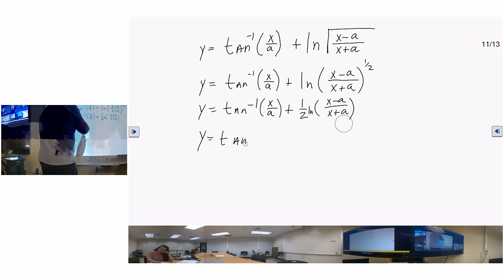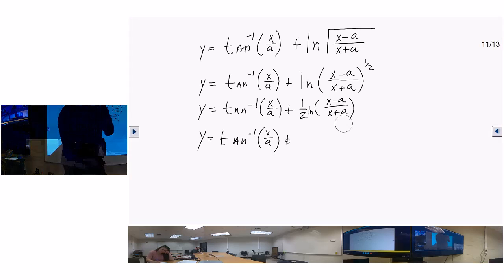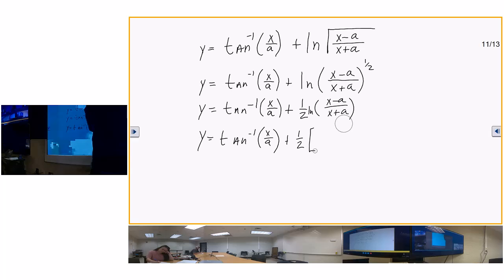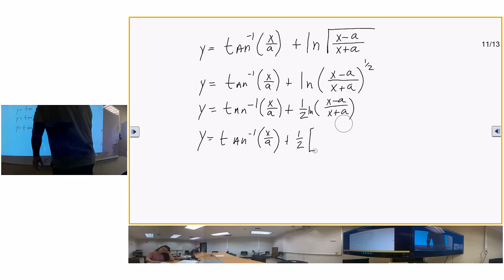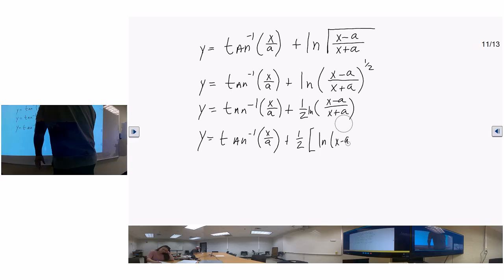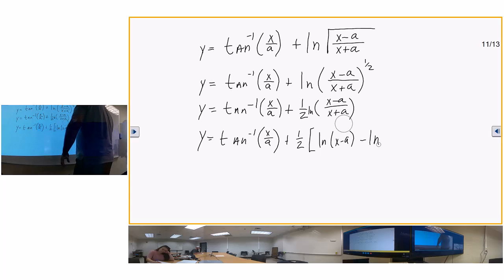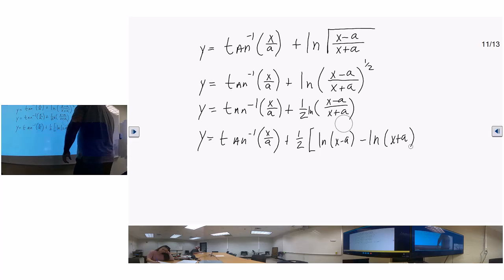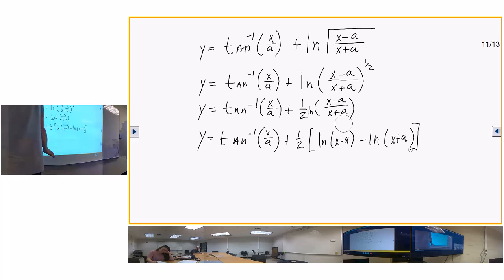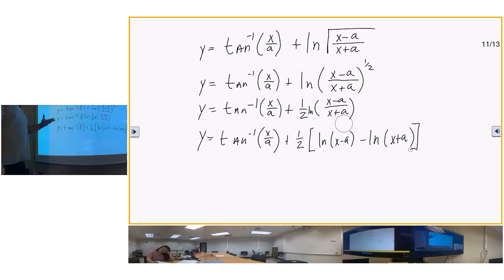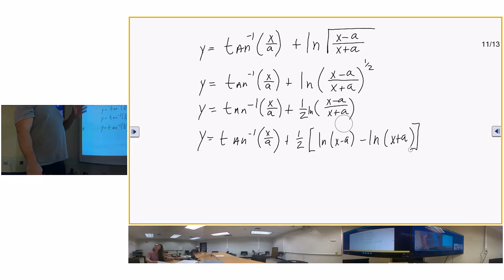Tangent inverse of x over a plus 1/2. And you can put the 1/2 with it again. That's why I said temporarily pull it out. Natural log of x minus a minus the natural log of x plus a, brackets. Now you can distribute the 1/2 back. You didn't have to do that, but as far as teaching people, it's a whole lot better to do it that way than to try to explain how to get the 1/2. It's easier to do it that way.